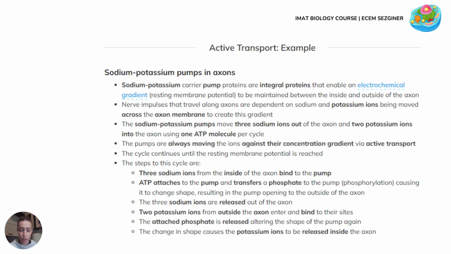So the integral proteins among the axons can be used as sodium potassium pumps, and for every pump cycle, we have to move 3 sodium ions out of the axon and 2 potassium ions into the axon, and we use 1 ATP molecule per cycle.